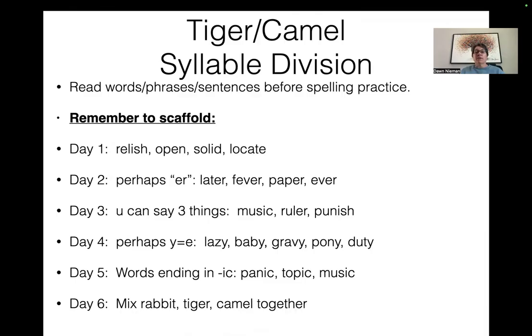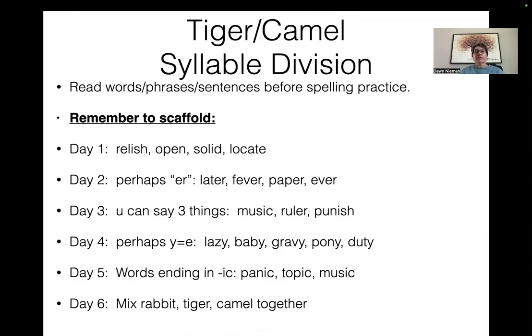If you have not already taught Y says E at the end of two syllable words, you're going to want to do that here because there are a lot of tiger camel words. And just like when you did that rabbit syllable division, those words ending in ick are all I see. Well, you see lots of them here. And then I would spend a day at least mixing together rabbits and tigers and camels and getting them to tell you why is it a rabbit or why can't it be a rabbit, right?